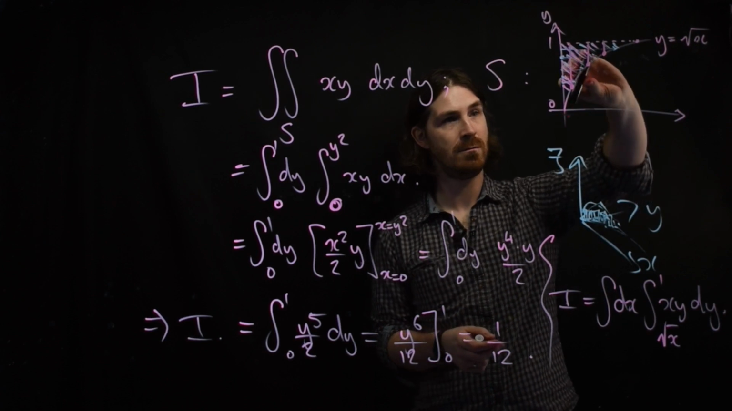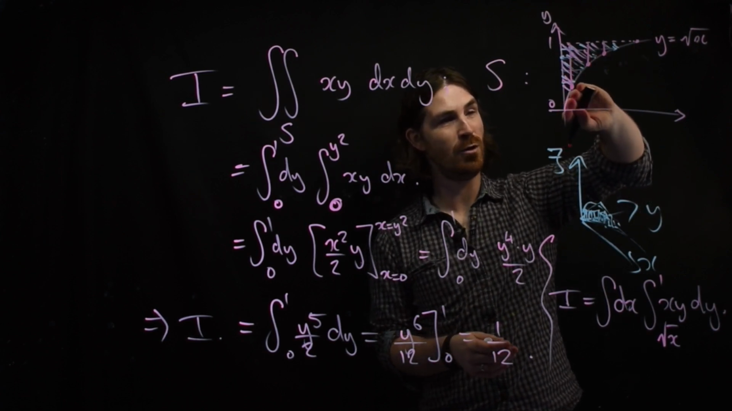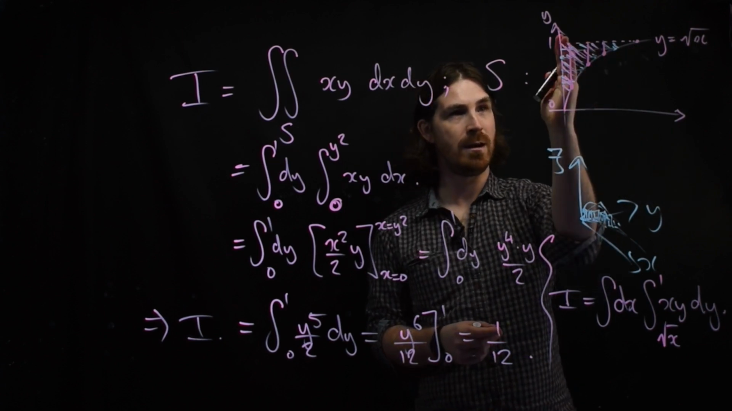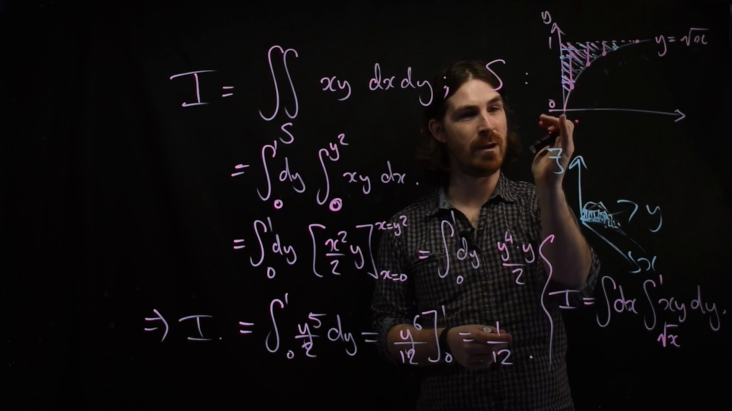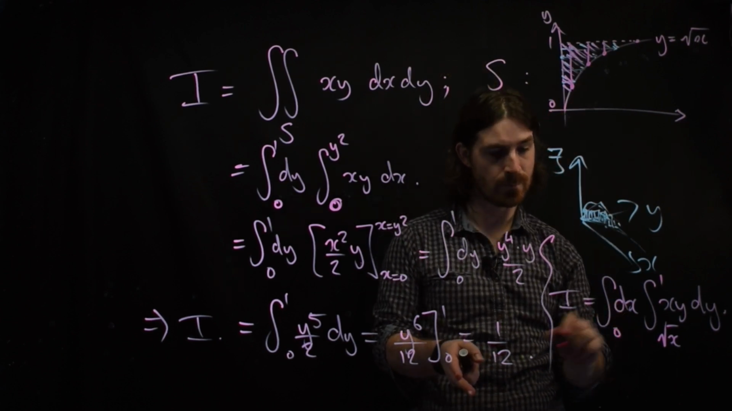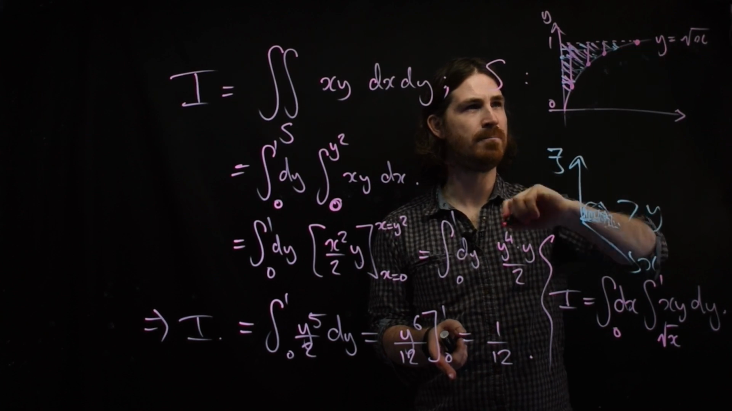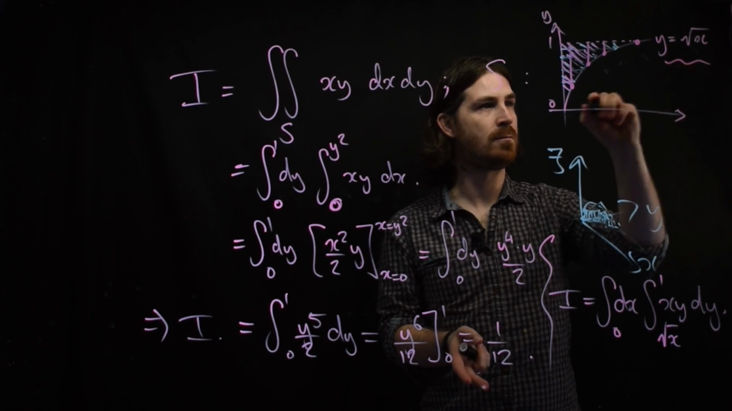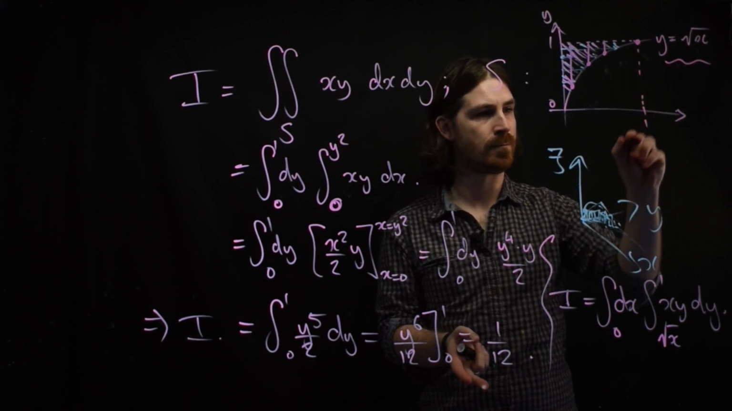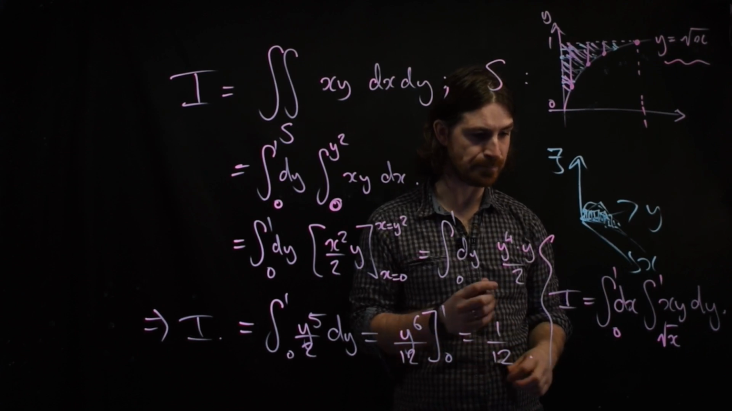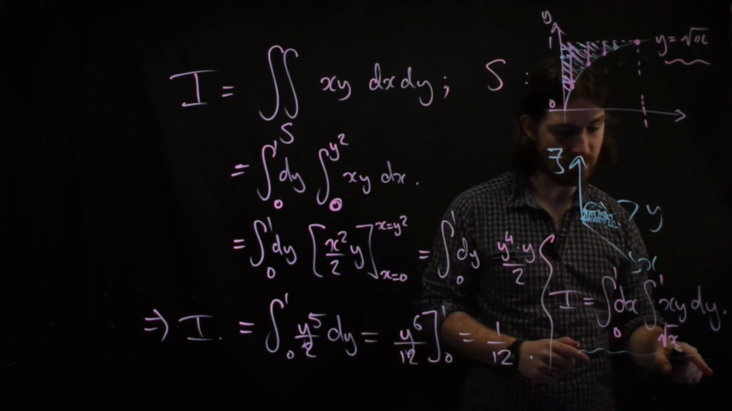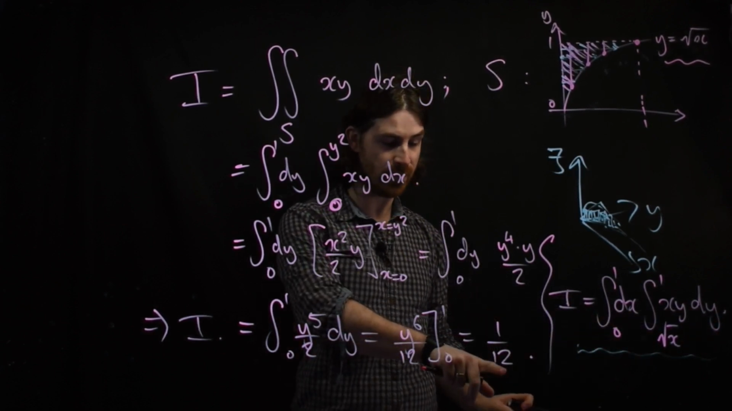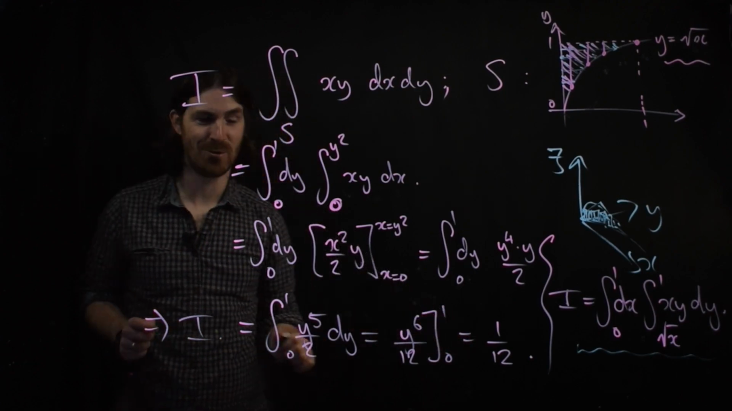Okay, so this region can be defined by going from the line y equals root x up to y equals 1. And then considering all these lines from x equals 0 up to this point here. Okay, when y is 1, this means that x is 1. So here's our limits. And if you do the integral over y first, and then the integral over x, you'll get 1/12 again. Or you should get 1/12 again.